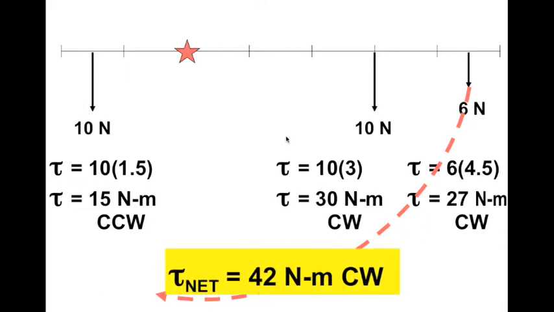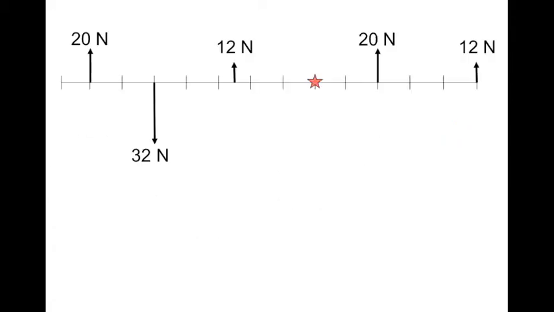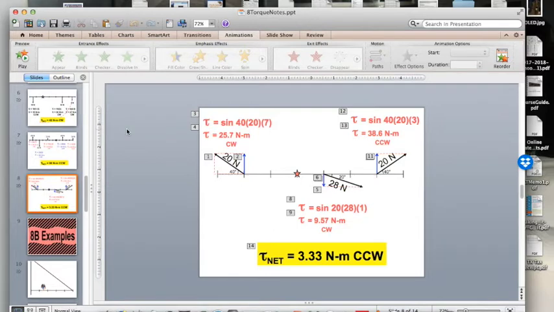So my net torque was 42 Newton meters clockwise, because my clockwise torques were bigger than my counterclockwise. So that was 30 plus 27 minus 15. That's how I got the 42. Maybe try this one yourself. Freeze the tape, and then just play it quick to check.